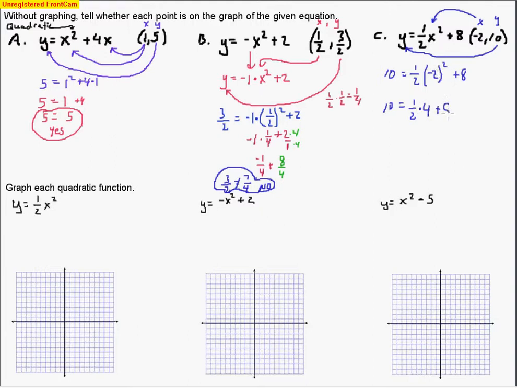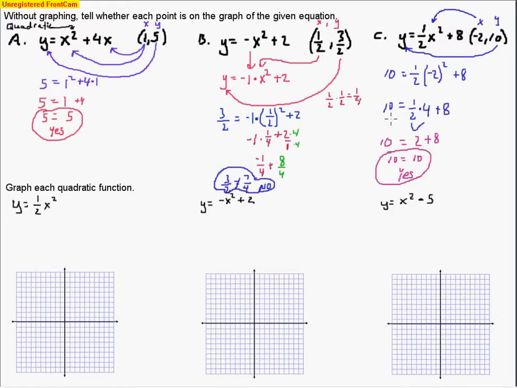And so then we have to take half of 4 next. And so when we do that, we end up having a 10 equaling just 2 plus 8. And now we can add the 8 to the 2, which does equal the same numbers we have on the left-hand side. So this one is a yes. So the first few problems will have those directions.